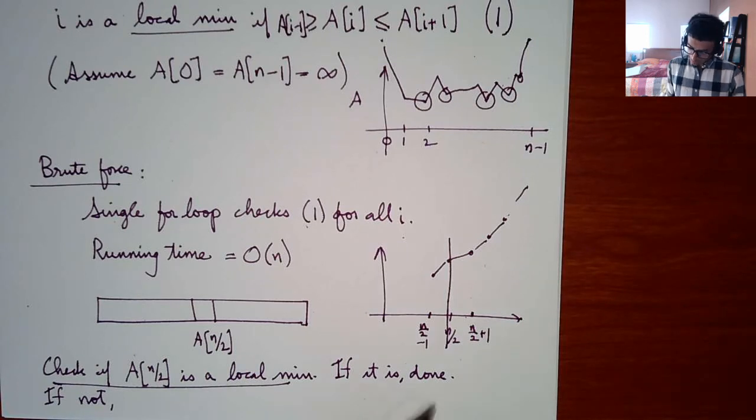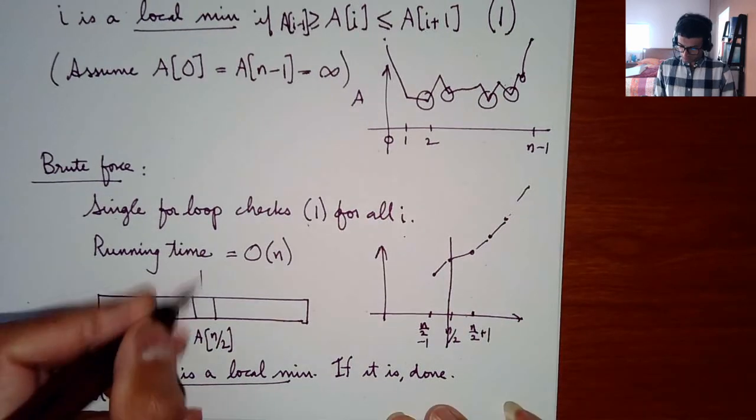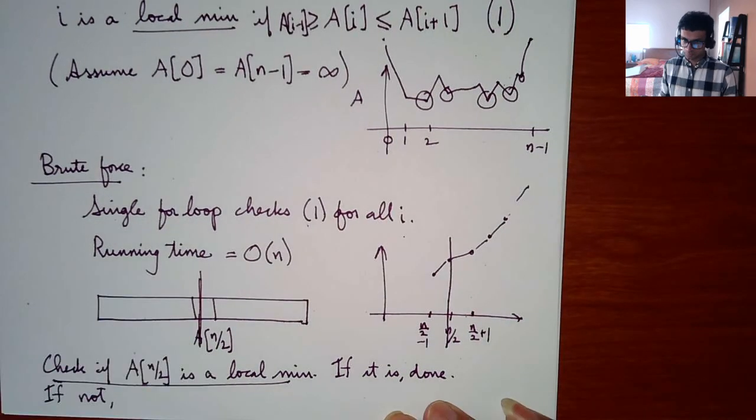So what's the idea? The idea is that, okay, so you're here. You're going to split the array into 2 parts. How do you know which one has the local minimum? You know that there exists a local minimum somewhere. There has to.